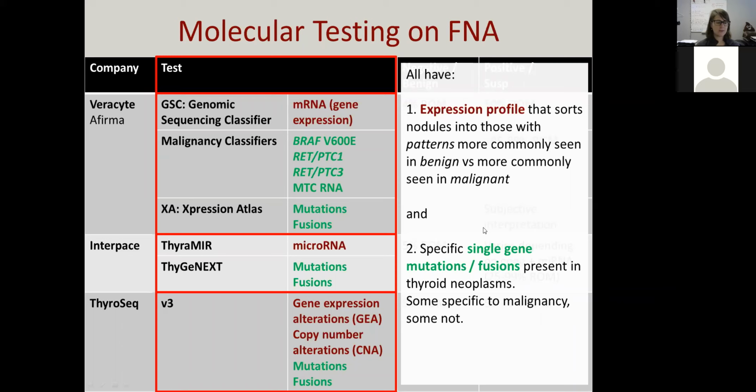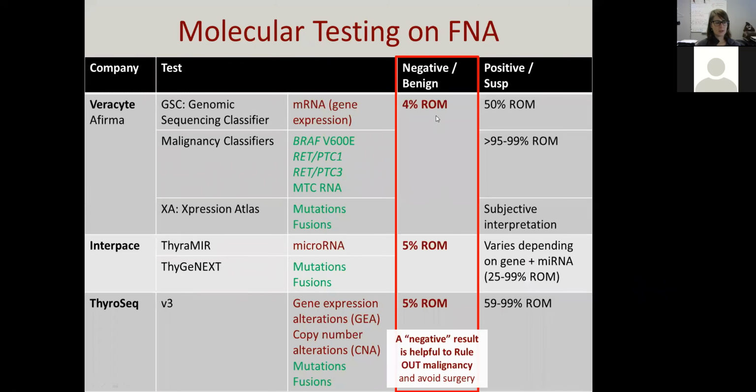The second component of these is specific single gene mutations or fusions like the ones we just mentioned that can be specific for various neoplasms. All right, so these two components are present in all of these molecular tests. What does that mean? So if your gene expression profile and your point mutation fusion profile is negative, this is highly predictive of a benign neoplasm, ranging anywhere in their citations from 4 to 5% risk of malignancy upon resection.